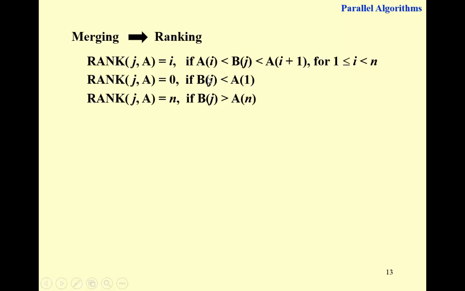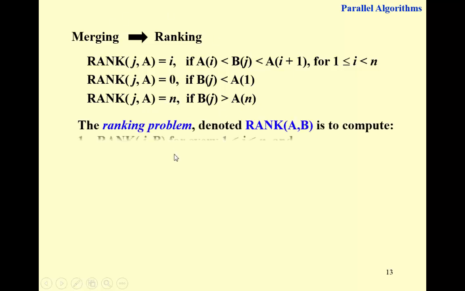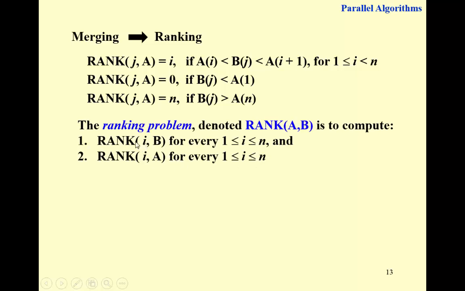If this B(j) is smaller than the smallest element in A, we define its rank to be 0. And if it's larger than the largest element in A, we define the rank to be n. All right. So the ranking problem is that first, for every element in A, we're supposed to find their positions in B. And for every element in B, we're trying to find their positions in A. Okay? And we claim that if this one is solved, then the merging problem can be solved.